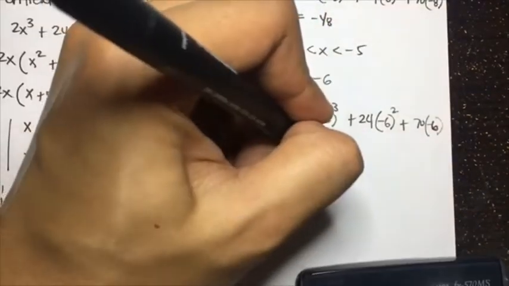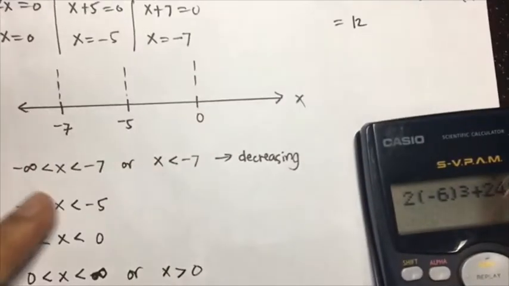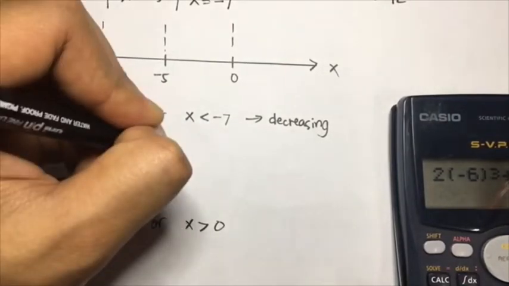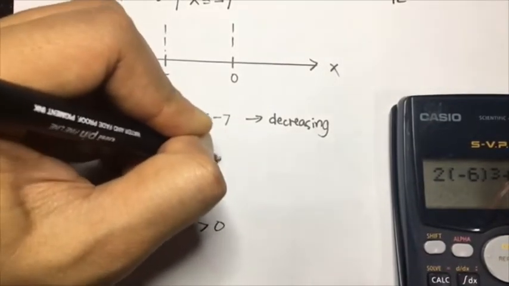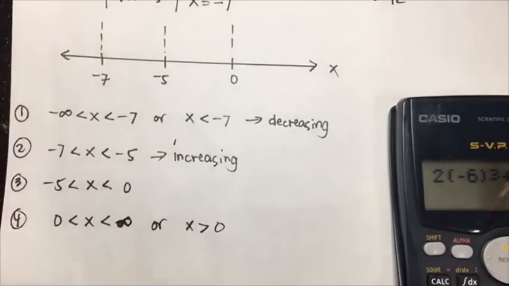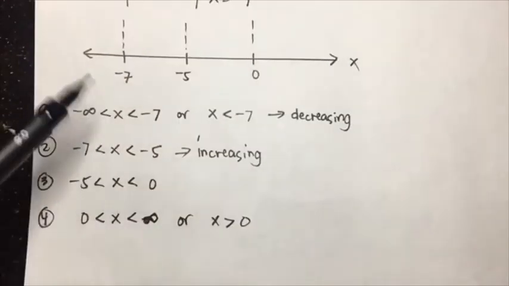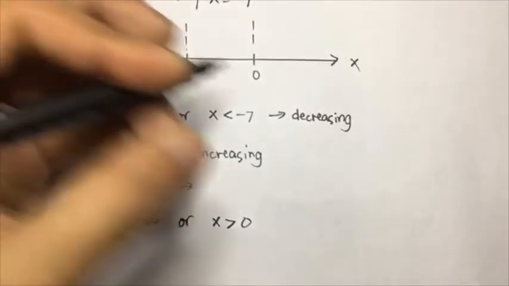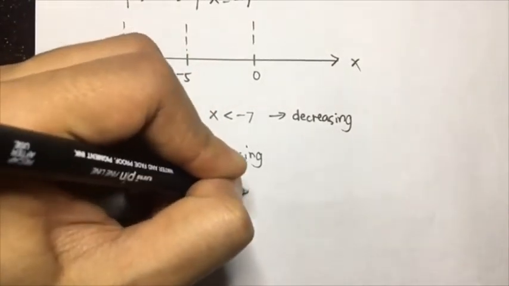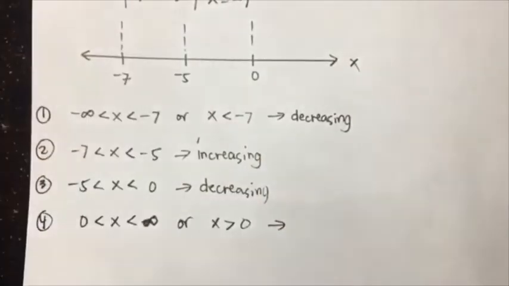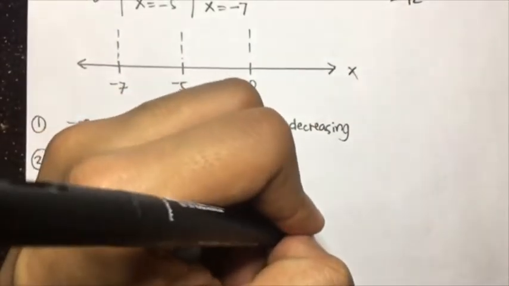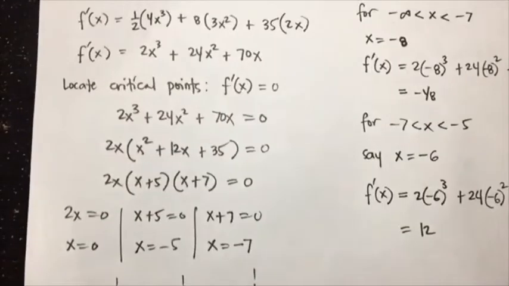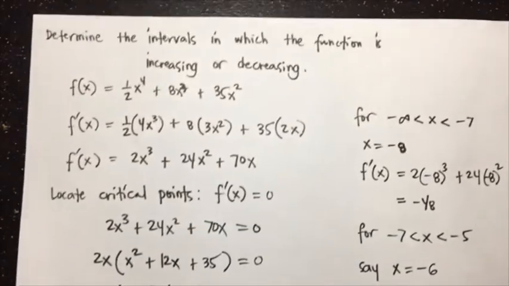It's positive 12. So therefore, the second interval is increasing. Okay. And similarly, you can follow with the other intervals. So I think maybe this one is still decreasing, and then this one is also increasing. It's just my guess, so just try it using the first derivative test.